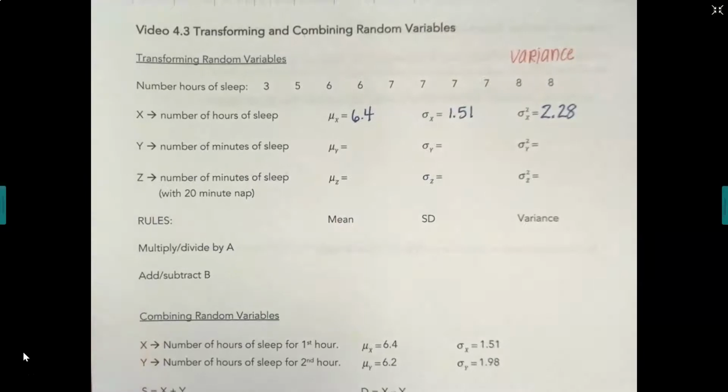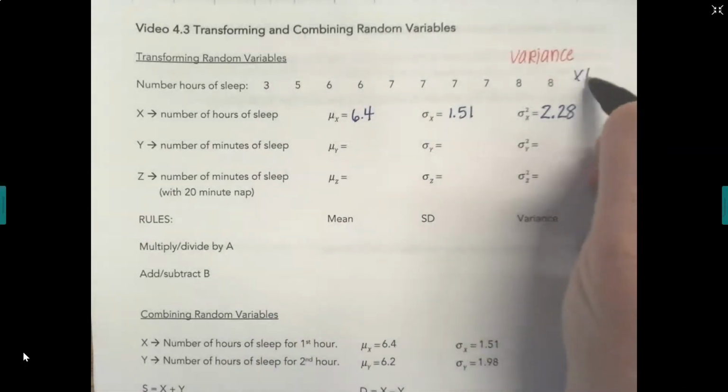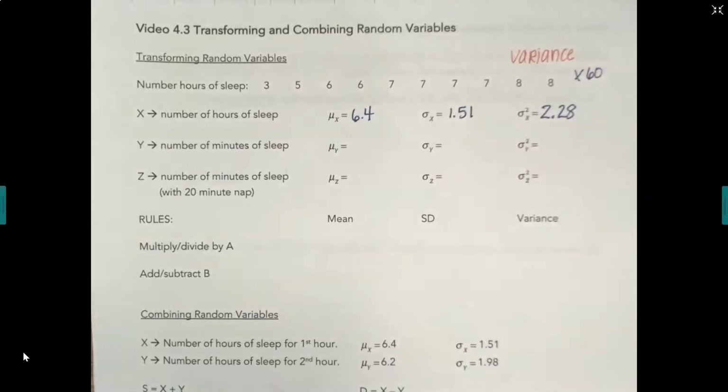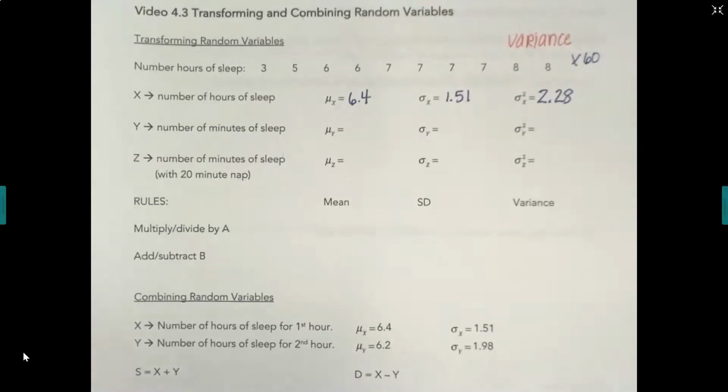Now, if we're going to take the number of hours of sleep and convert them to the number of minutes of sleep instead, so instead of hours we want minutes, what we would need to do is take these values and multiply them all by 60 to get the number of minutes of sleep. But we have some rules that we can apply here.